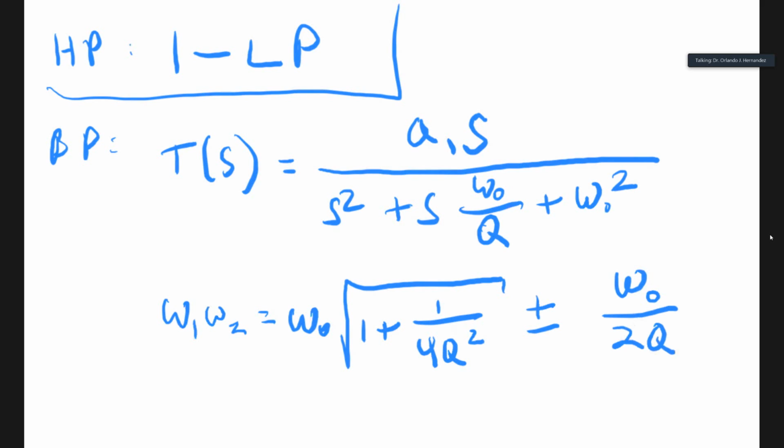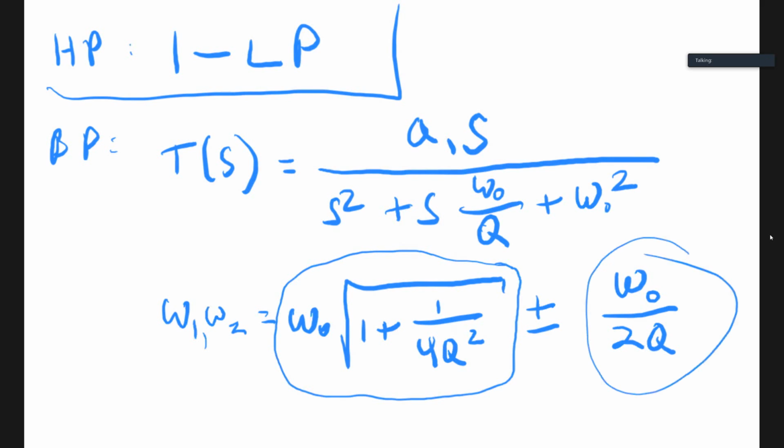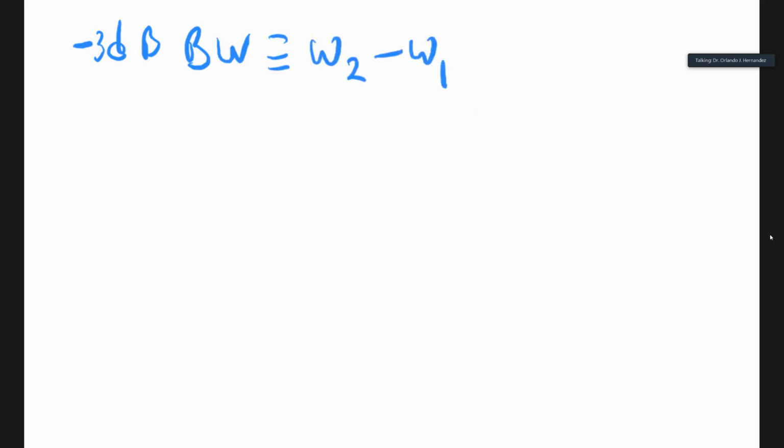So here you can see that for the bandpass, we have the center frequency, and then we have the bandwidth, or that term related to the bandwidth. So if I solve for the minus 3 dB bandwidth, defined as omega 2 minus omega 1, I get that the bandwidth is the natural frequency over the Q, which is called the quality factor.